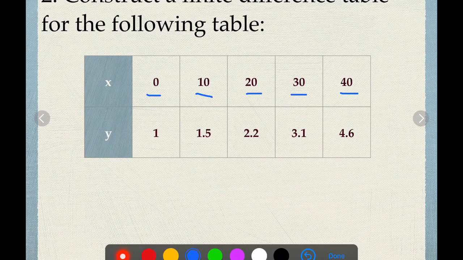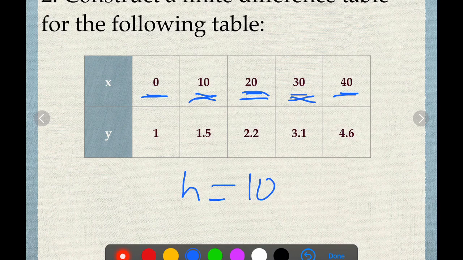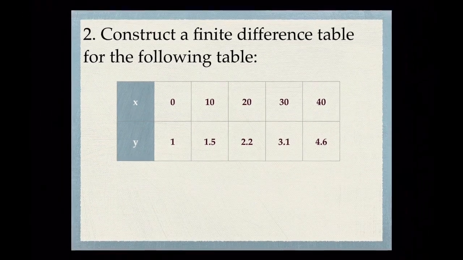The difference between all of them, if we make an observation, is 10 minus 0 is 10, 20 minus 10 is 10, 30 minus 20 is 10, 40 minus 30 is also 10. So one can come to the conclusion that the h value over here is 10. So definitely we can construct a finite difference table. Keeping that in mind, we will proceed in the usual way. Now we have to write it vertically.